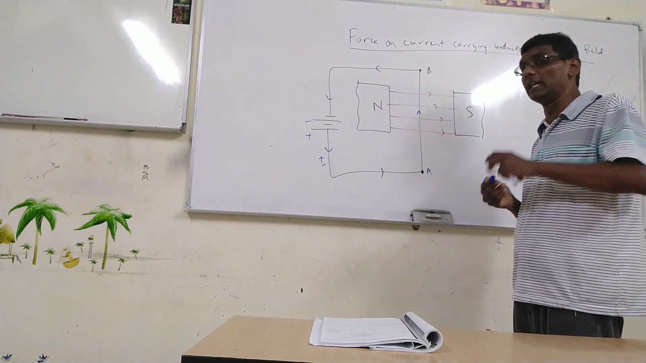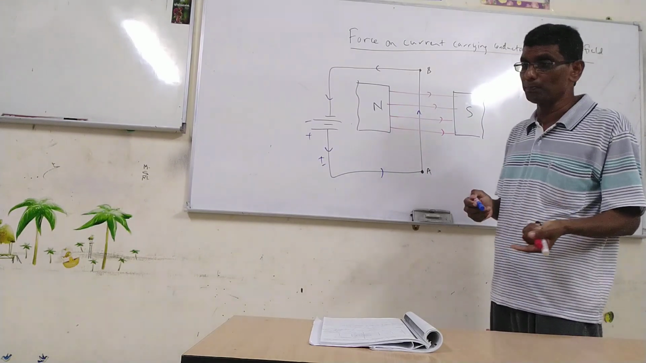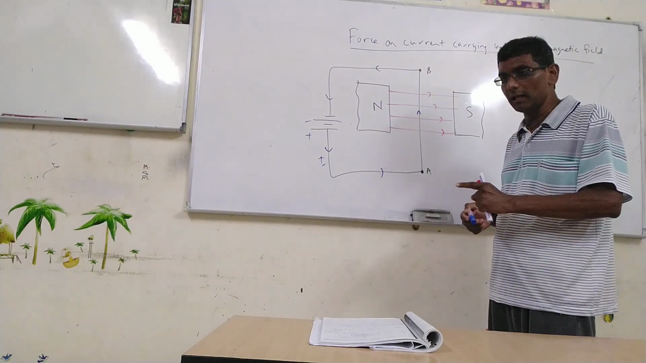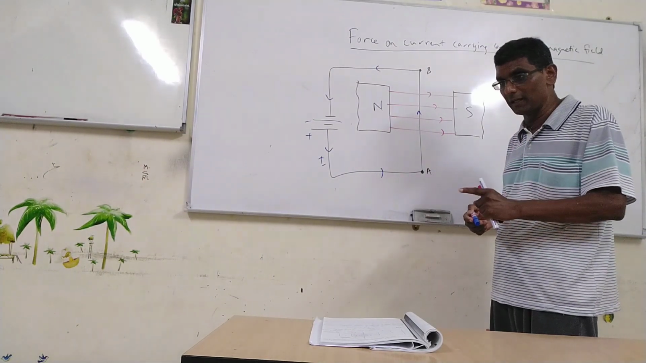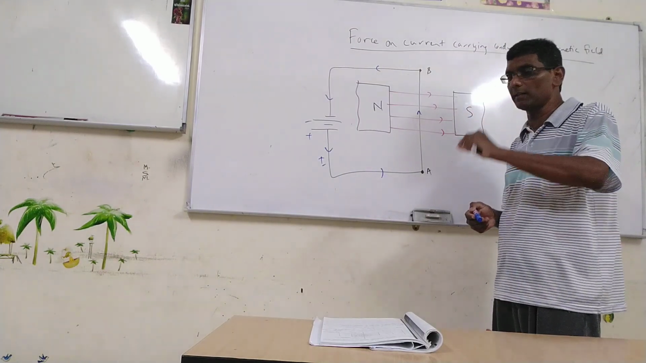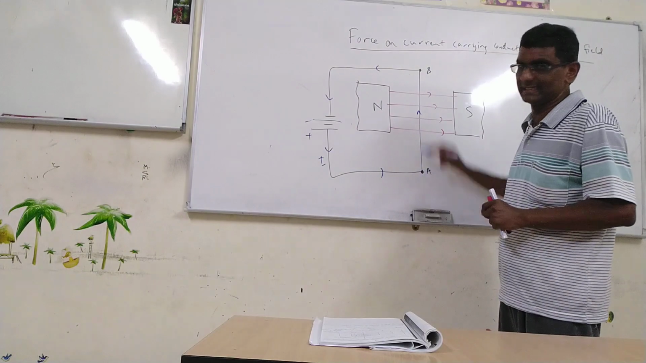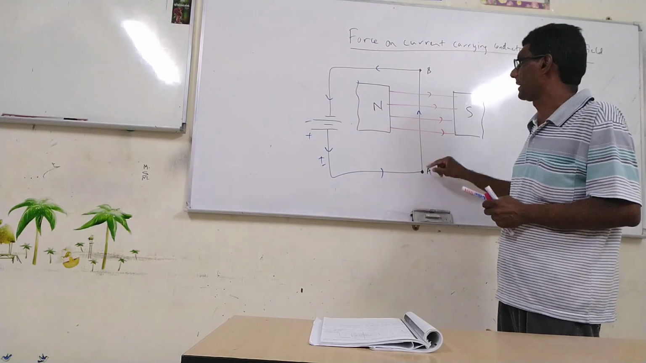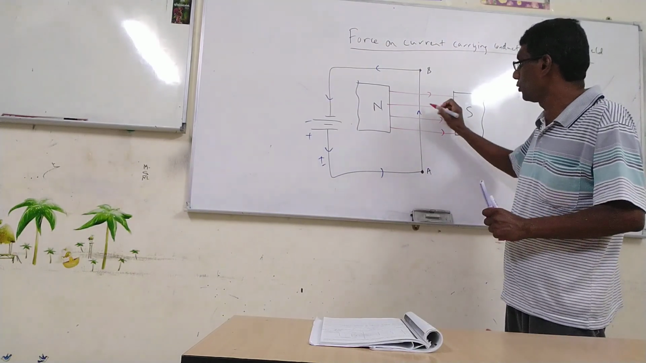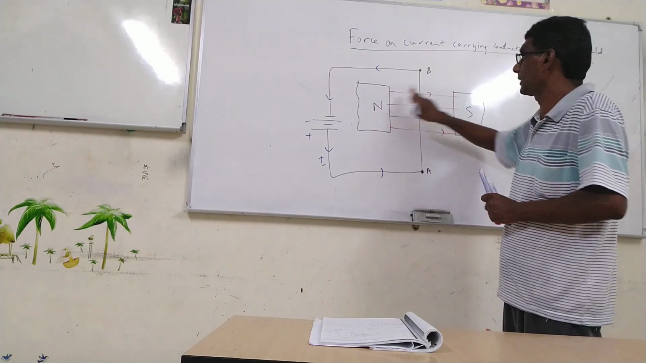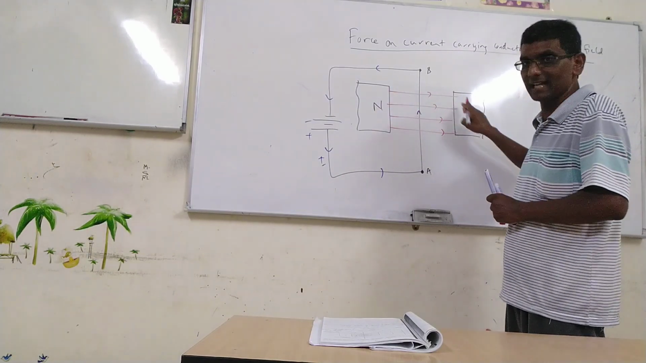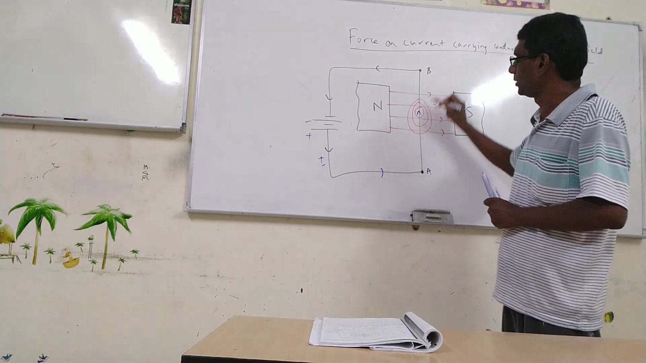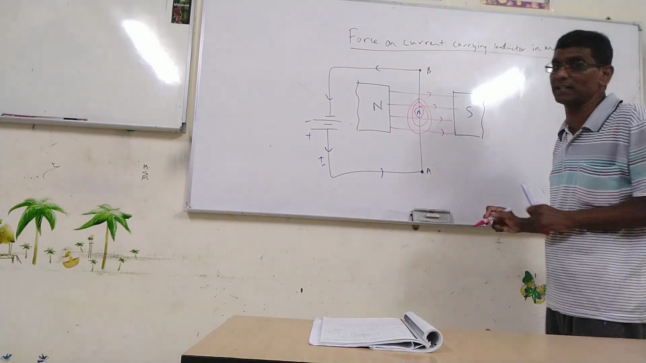As a result, what we learned before, we learned about electromagnetic field. We got electromagnetic field in a conductor, a wire. So there's an electromagnetic field, and there's a permanent magnetic field between north and south. As a result, there's an electromagnetic field.